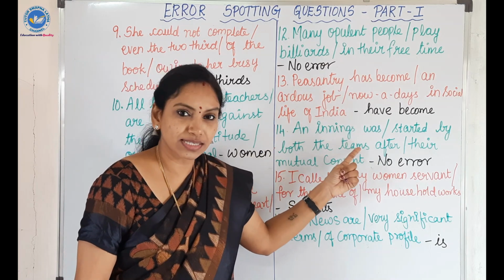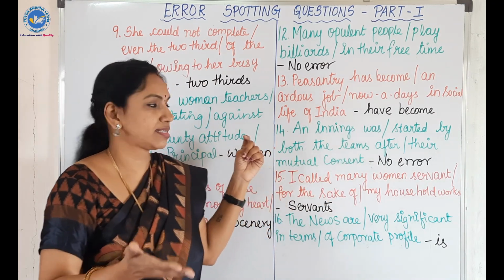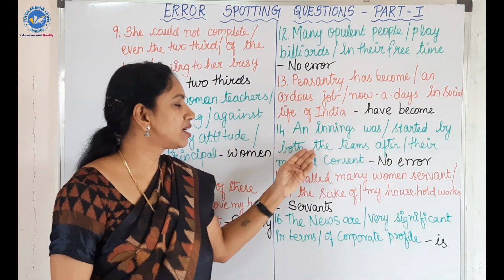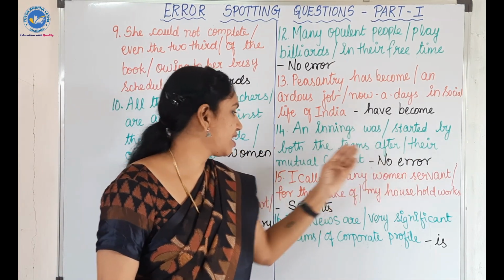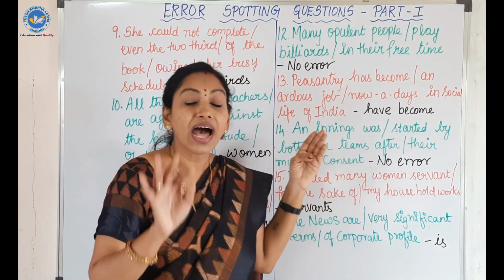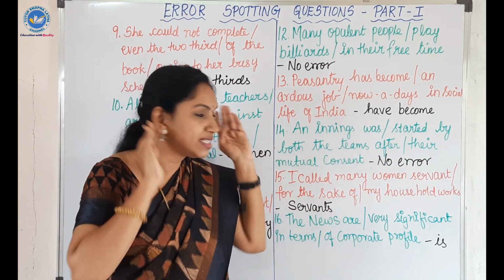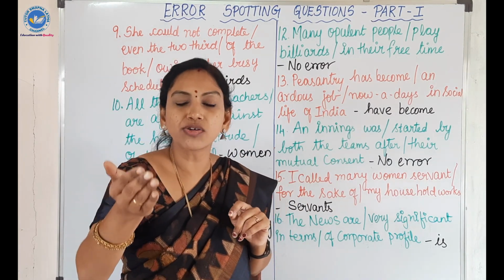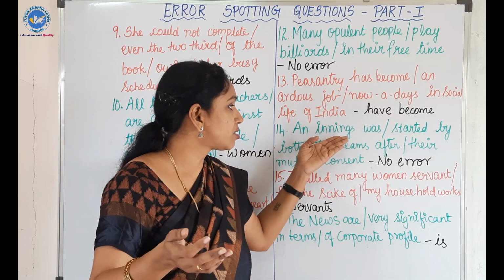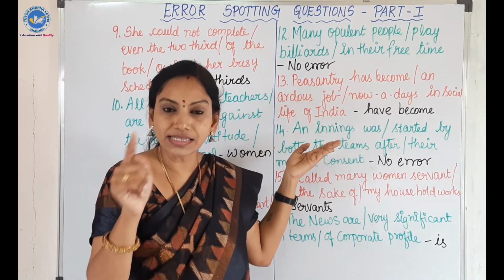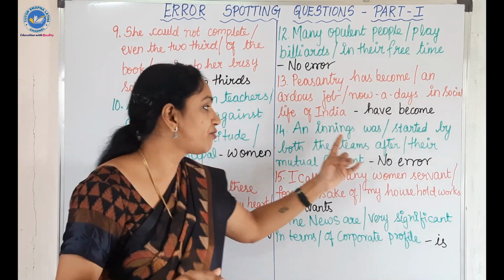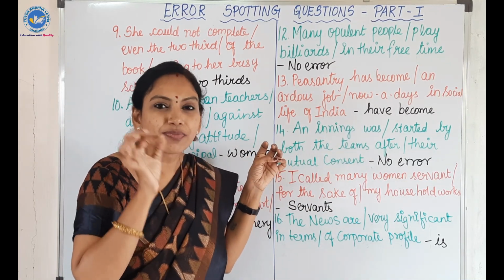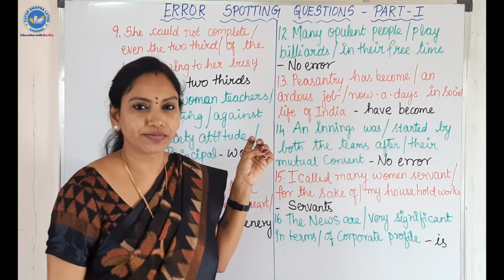An innings was started by both the teams after their mutual consent. An innings. See, this innings seems to have an S given. So people will wrongly think that innings, since S is given, is plural. But before that you see they have given "an". A or an is given before a singular noun.